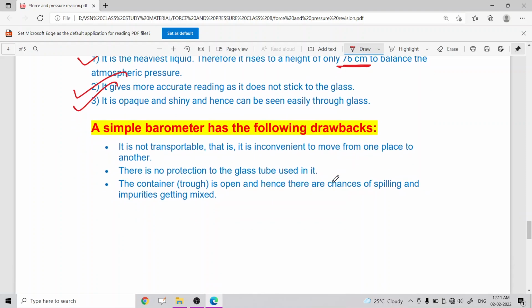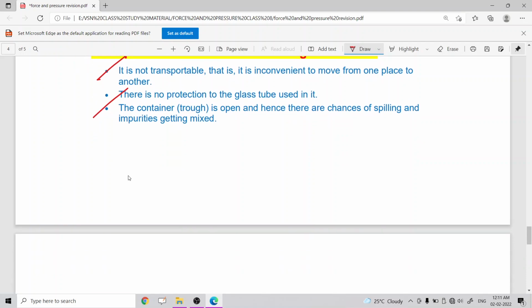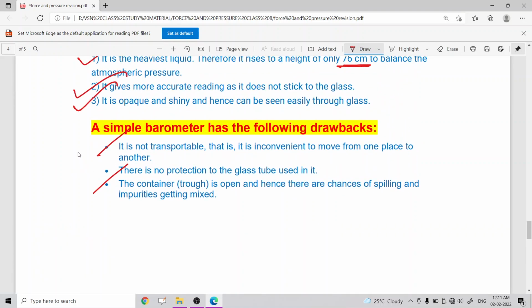Now a simple barometer has some drawbacks. So these are the drawbacks. First, it is not transferable. There is no protection to the glass tube used in it, and the container is open. That is why there are chances of spilling and impurities getting mixed. So these are the drawbacks of a simple barometer.